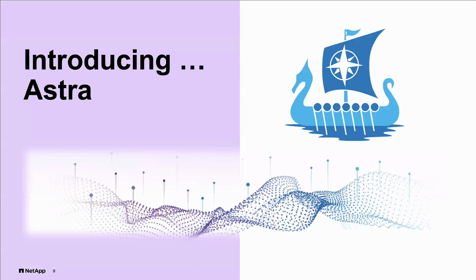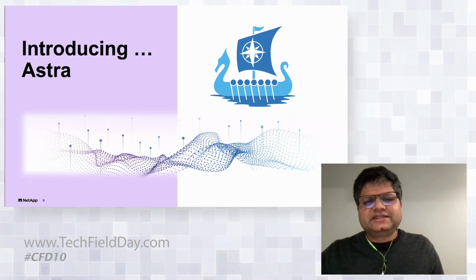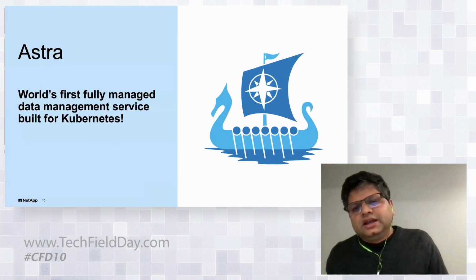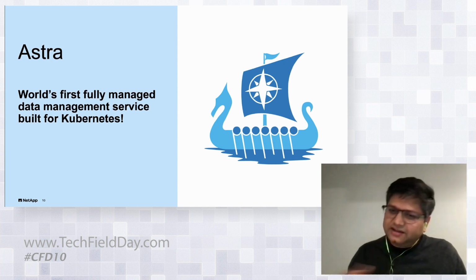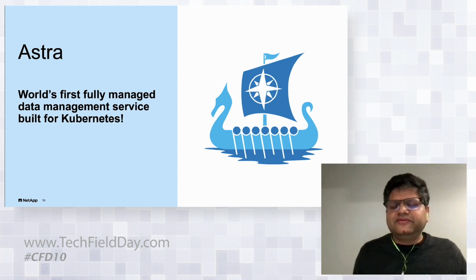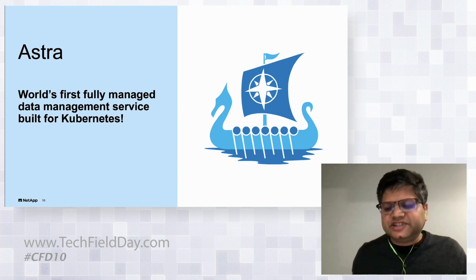So we are introducing Astra. Literally, we're launching it today. It's been in service for a little while, but GA, we're launching it today to take care of a lot of these issues. Astra is actually the world's first fully managed data management service, built for Kubernetes. And I'll go into the fully managed aspects of Astra a little bit later, and you'll also be able to see that live when Garrett gives you the demo. But it's truly the first of its kind.